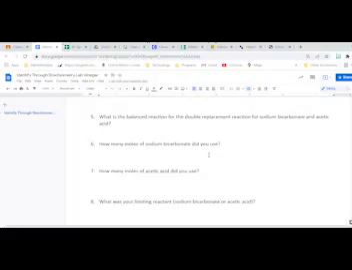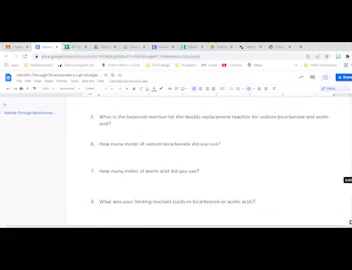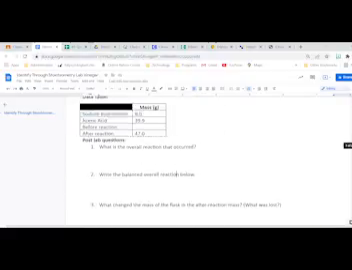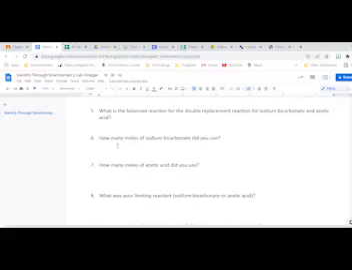Then number 5, it says, what is the balanced reaction for the double replacement reaction for sodium bicarbonate and acetic acid? Notice when you look at the overall reaction, we have 2 compounds. So those 2 compounds create that double replacement reaction. And so you already balanced it. You're just going to copy it back down from what you wrote in number 2.